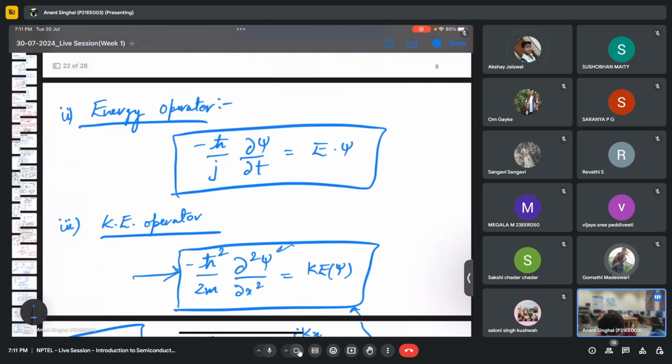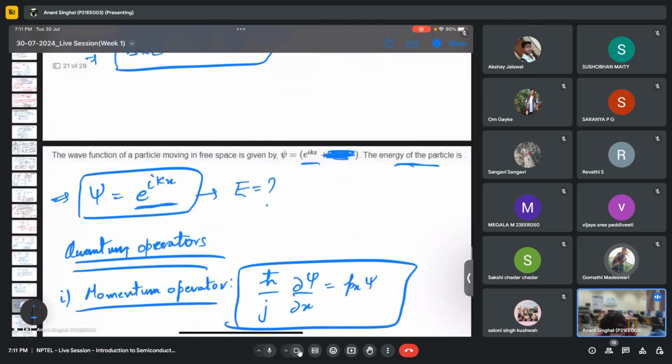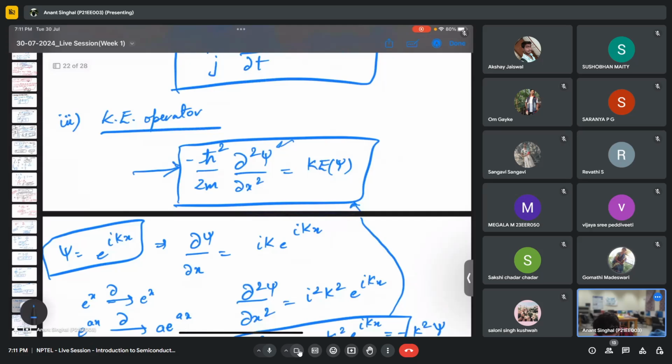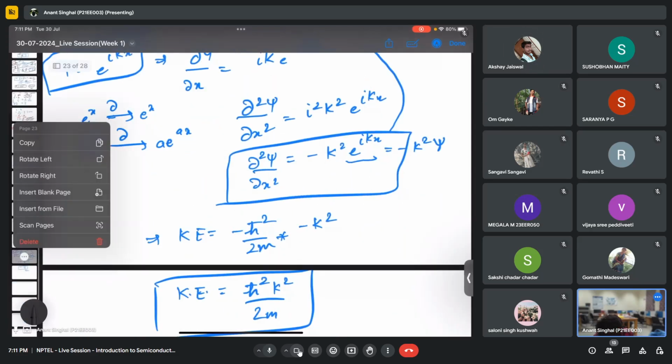So the question was, we need to find the energy of the particle and we know the wave function. The energy operator, you must have read in your classes, is given by this particular thing. So I'm writing it again. Maybe I'll try to solve it slowly.